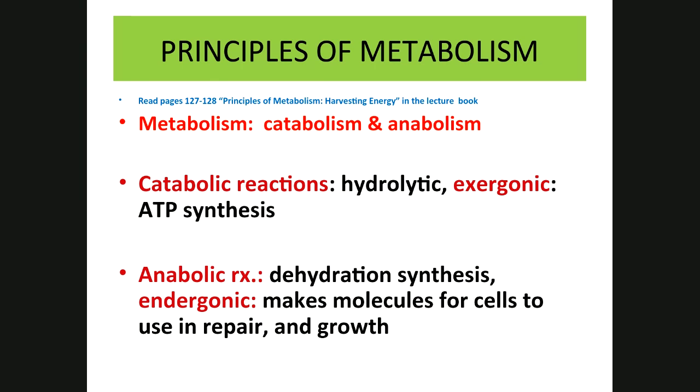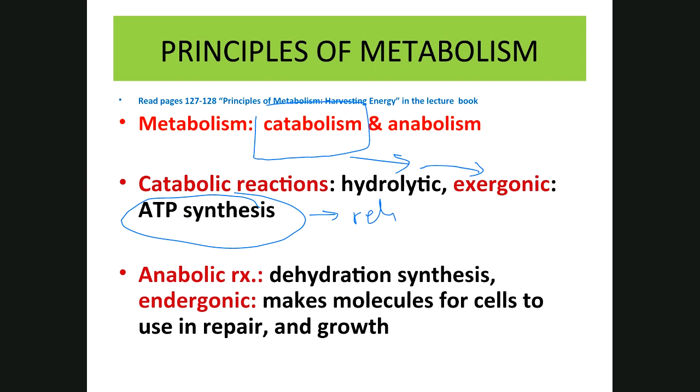Catabolic reactions are the ones that break things up, and in the process, they are going to release energy. So these are exergonic reactions because energy is being released by breaking chemical bonds. These are hydrolytic exergonic reactions, and these are the ones that make ATP.